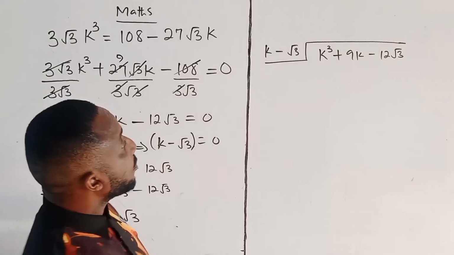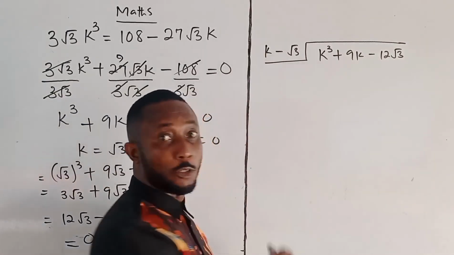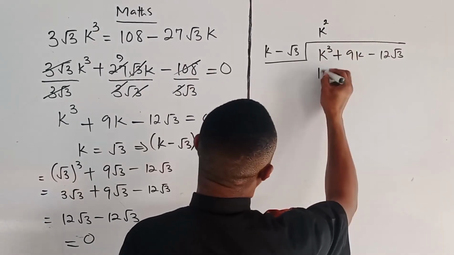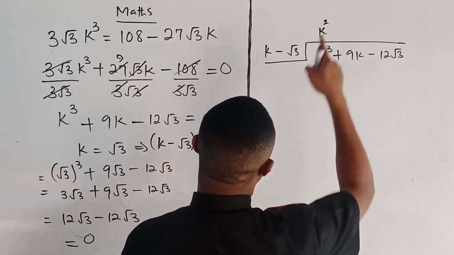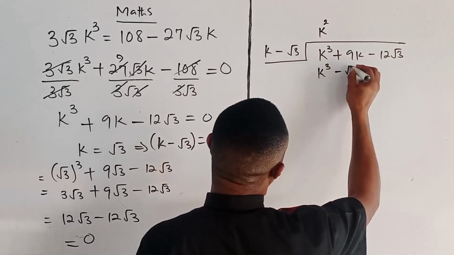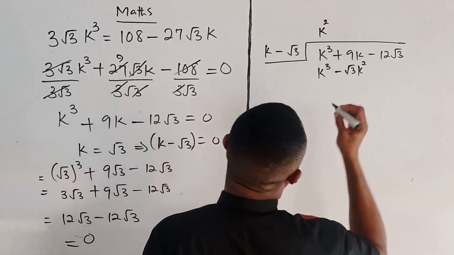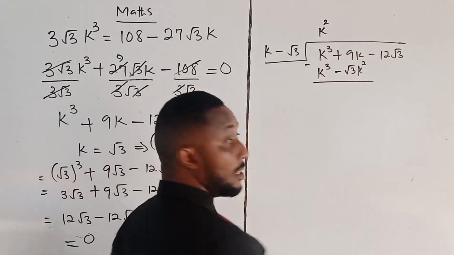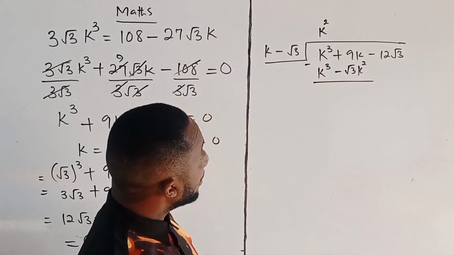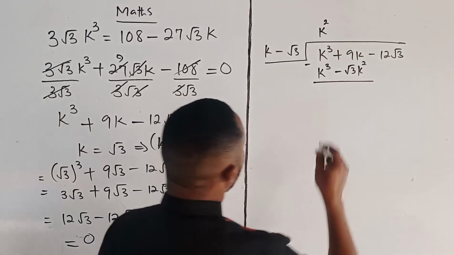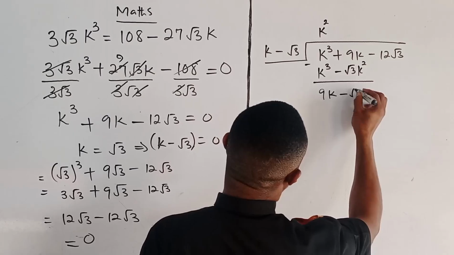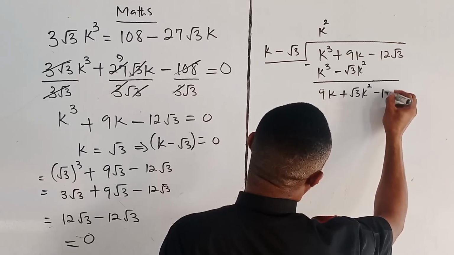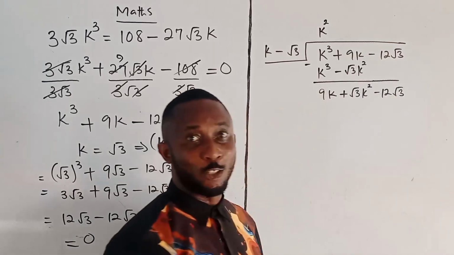It's customary that we use k to divide k cubed. That would be k squared. I'll write k squared here. K squared multiply k, that would be k cubed. K squared multiply rad 3, that would be negative rad 3 k squared. We subtract. So here, k cubed, we undo each other. We have 0 there. And we are going to be having 9k, plus rad 3 k squared, minus 12 rad 3. This is the reason why I seldom use this.